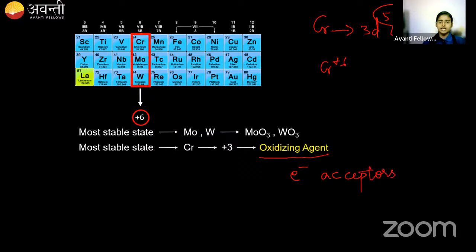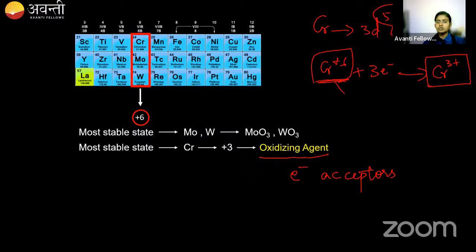What is an oxidizing agent? Electron acceptors. Yeah, by undergoing self-reduction, they will oxidize the other elements. So suppose if chromium is existing in +6, it will gain the electrons from what it is reacting with, and it will be converted to chromium 3+. Because chromium is stable only in +3. So it will not exist in +6, it will try to get reduced to +3.